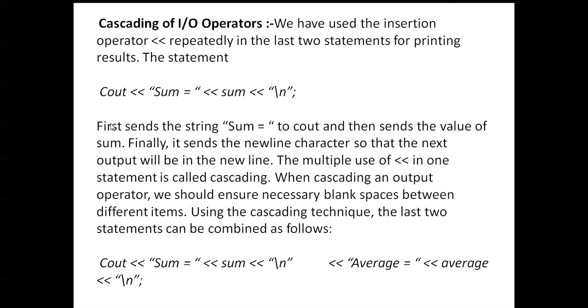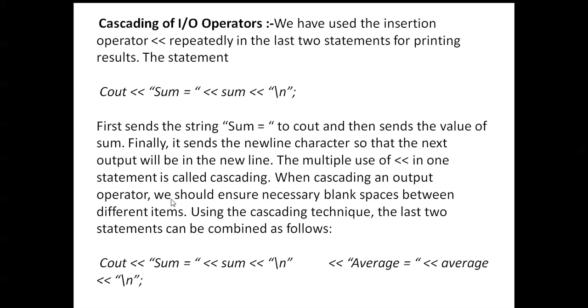Next here you can see, first it sends the string "sum is equal to" to cout, and then sends the value of sum. Finally it sends the new line character, so the next output will be on a new line. The multiple use of insertion operators in one statement is called cascading. In one statement we can use more than one insertion operation. Here in the above statement we are using three insertion operators, so that is called a cascading statement.